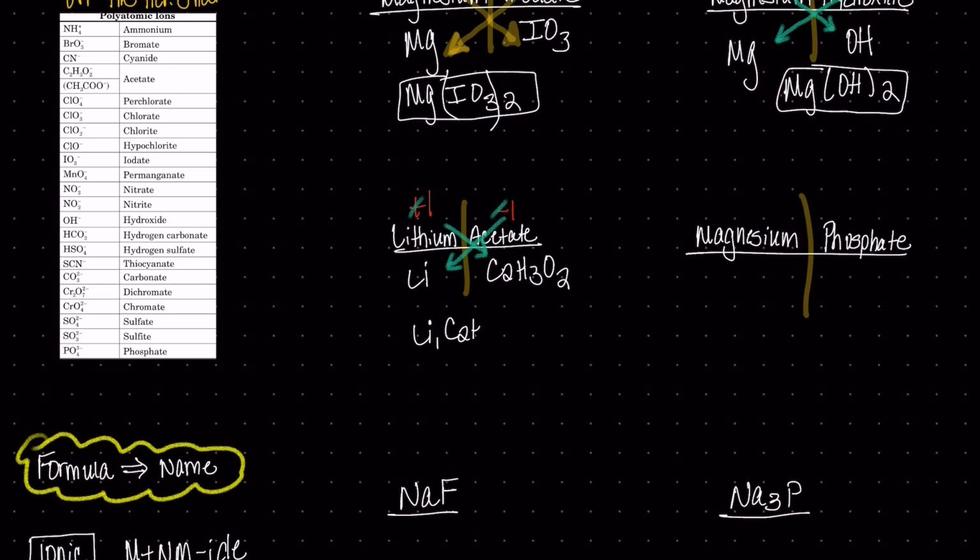Li1, C2H3O2, 1. Parentheses. Well, we don't need ones at all. So all we need is Li, C2H3O2. Beautiful.